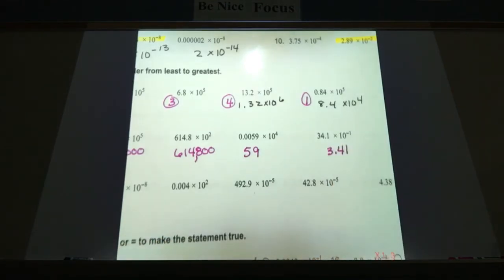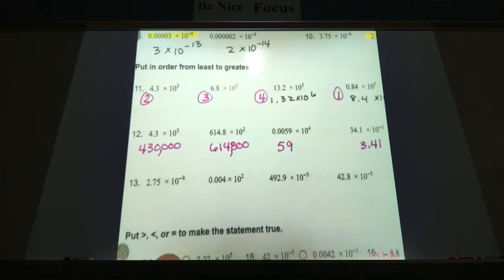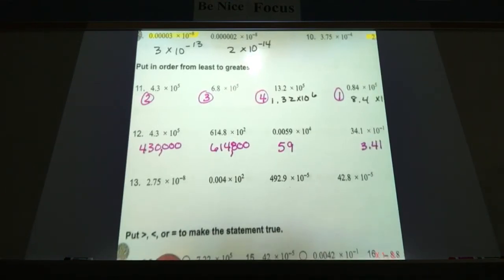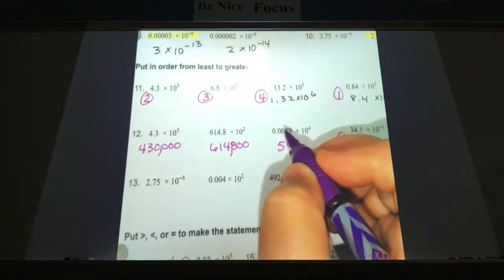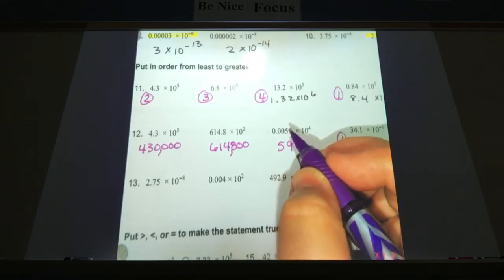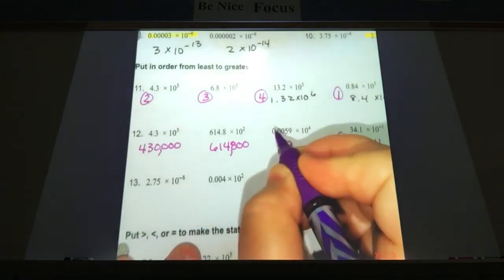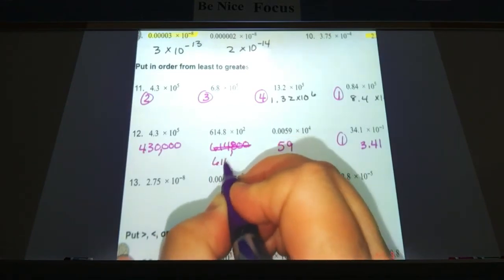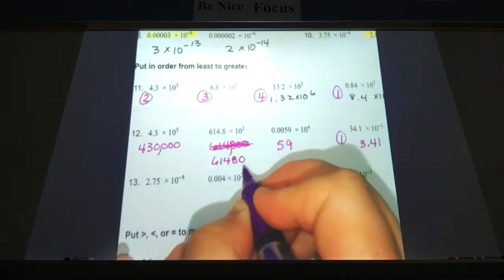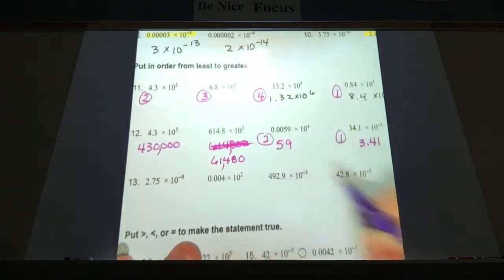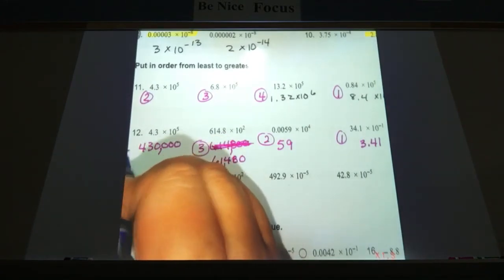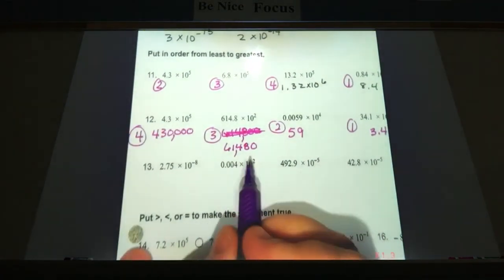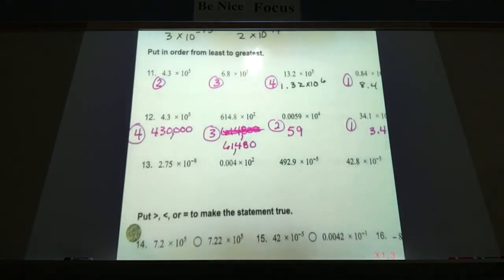Okay, now it's really easy to look at those numbers in standard form and put them in order. This one right here, obviously 3 is going to be our lowest. 59 is going to be our next lowest. This one I did wrong, sorry. This one's going to be our next lowest. 61,000 is going to be our next lowest, and 430,000 is going to be our highest. Sorry about that. I went too many spaces over when I put this one into standard form.